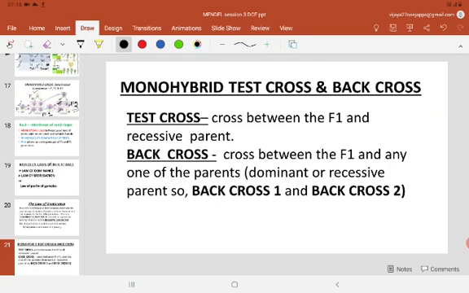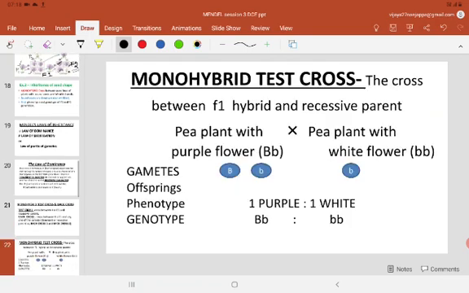Then we need to learn about monohybrid test cross and back cross. The test cross is the cross between F1 and the recessive parent, and back cross is the cross between F1 and any one of the parents. There are two parents, one is the dominant, the other one is the recessive. So there will be back cross 1 with the dominant parent and back cross 2 with the recessive parent. Back cross 2 is almost similar to test cross.